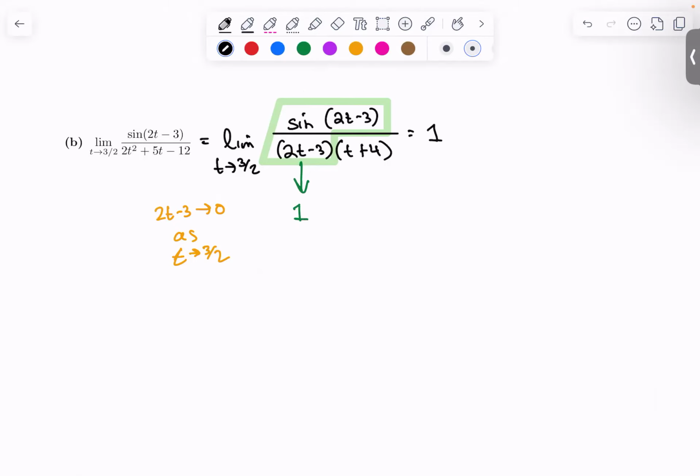So it becomes 1 times 1 over 3/2 plus 4. And 3/2 plus 4, 4 is 8/2, 11/2, so 2/11. And that's our answer. Yes, JT.